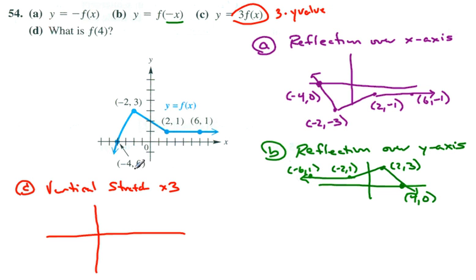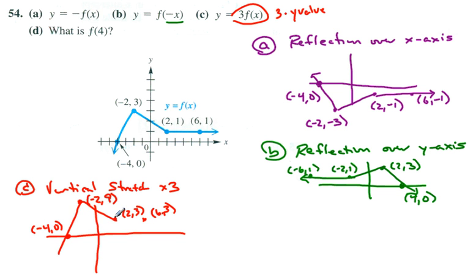So negative 4, 0 is still at negative 4, 0. No change there because 0 times 3 is 0. Negative 2, 3 is now going to go all the way up to negative 2, 9. 2, 1 is going to go up to 2, 3. And 6, 1 is going to go up to 6, 3. Notice the x values stayed the same, but I multiplied all the y values.